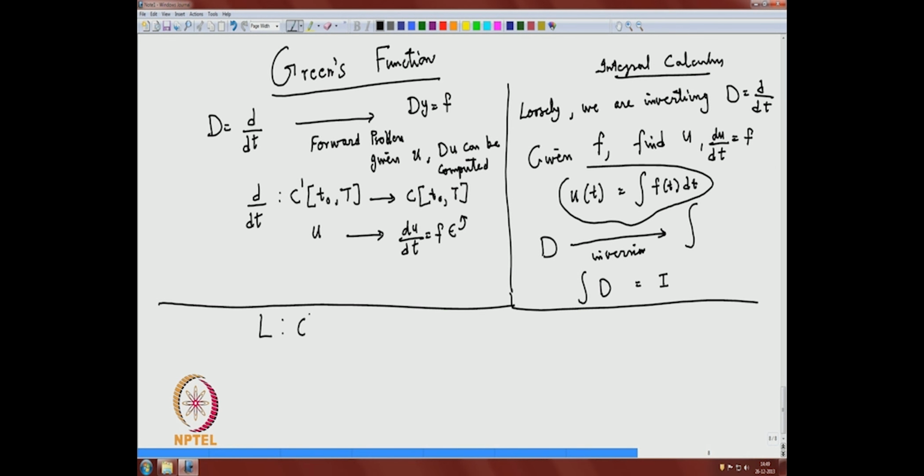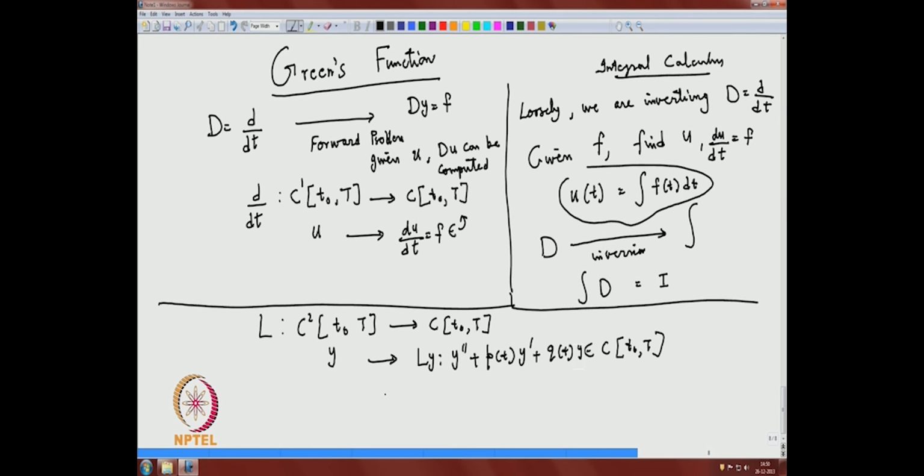from C^2 of T naught to T going to C of T naught to T, where L of y, by definition, is equal to y double prime plus p y prime plus q t y, with p and q given to you. This belongs to C naught of T naught to T. So, you have an operator L mapping from the space here.